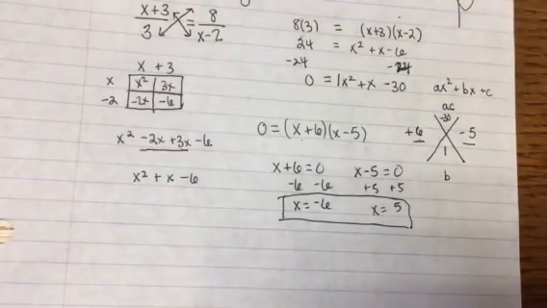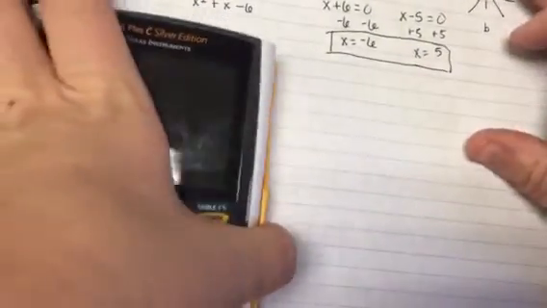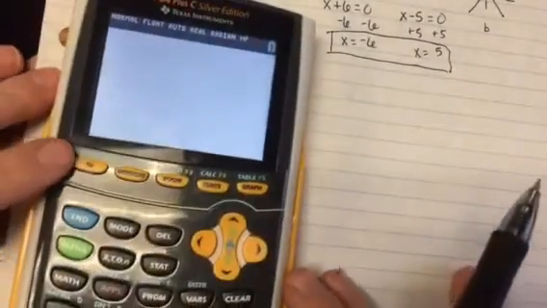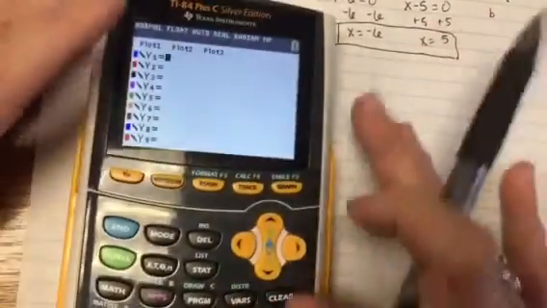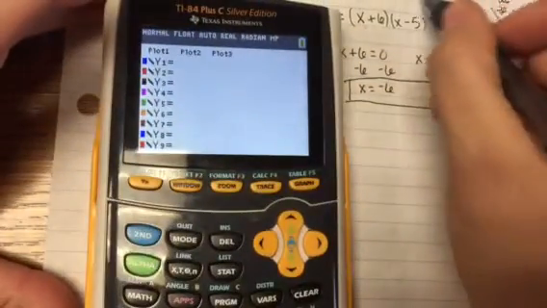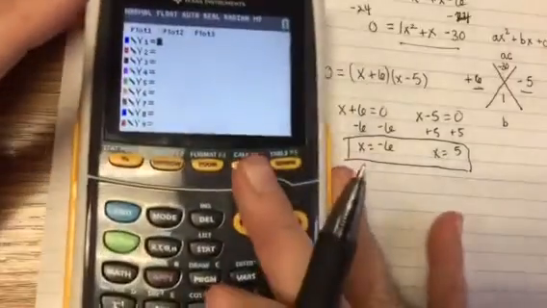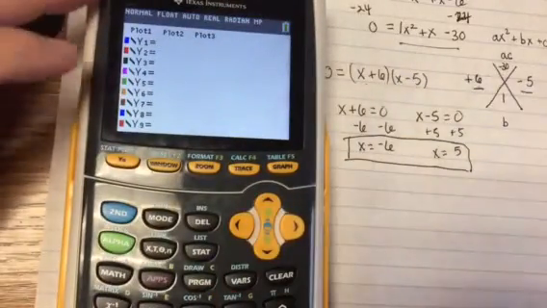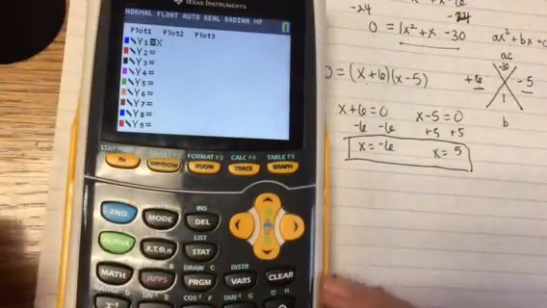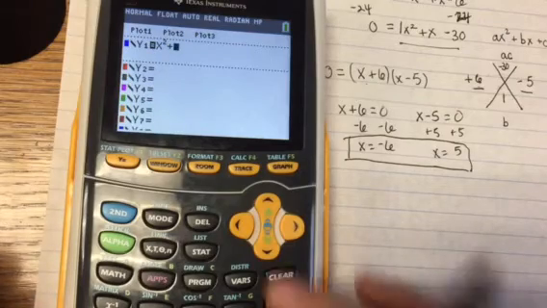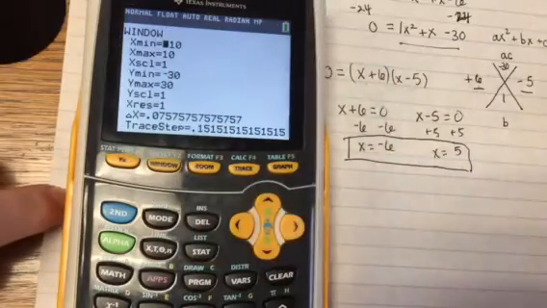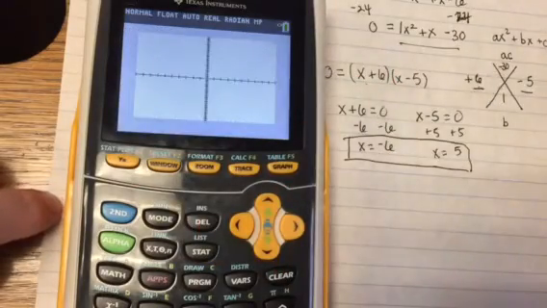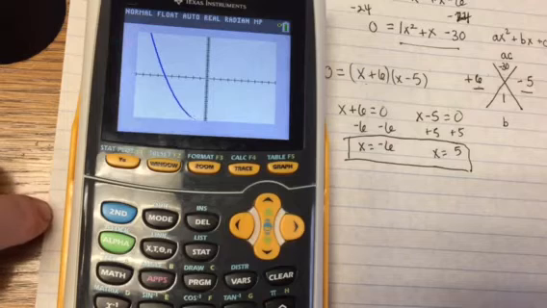And now if you want to verify this on your graphing calculator, that's a really good idea. Go into y equals, delete anything that's in there, and type in the quadratic in standard form. So when we got to x squared plus x minus 30, let's just type that in. So x squared plus x minus 30. You might have to double check your window. I think mine will be okay. And we're looking for the two places where the graph crosses the x-axis.